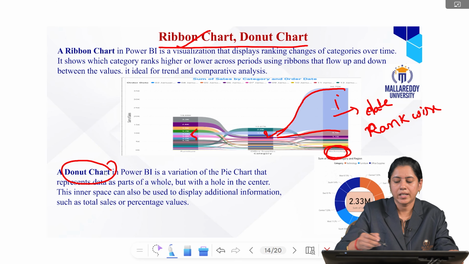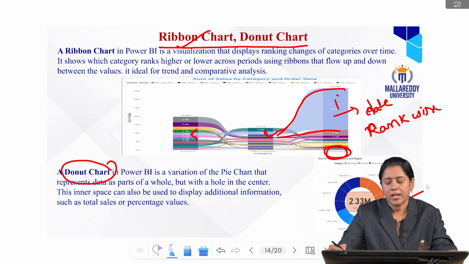The donut chart is another type of pie chart. It's similar to a pie chart, but you have a hole in the center. The use of the hole in the center is that you can display some extra information. Suppose here it displays the total sum of sales. So easily using this donut chart, you can see the category-wise sales and the overall sales also. You can show it in the same chart.